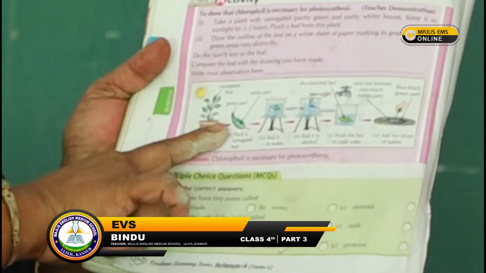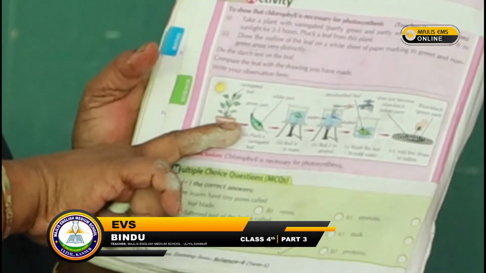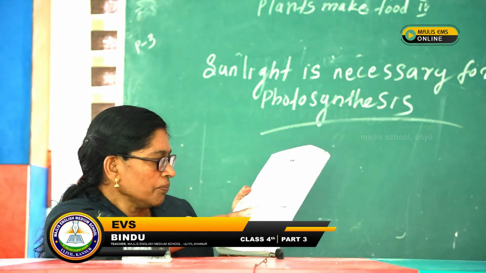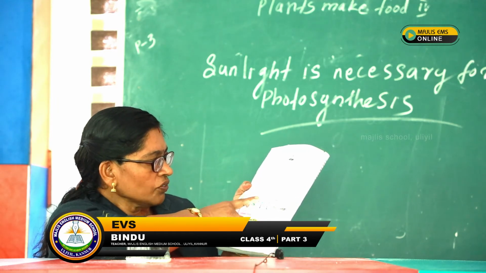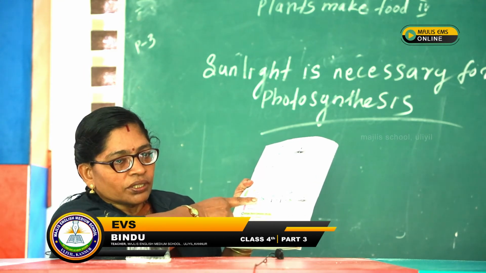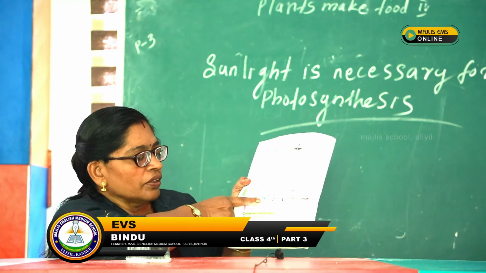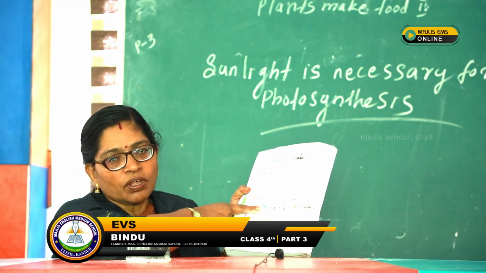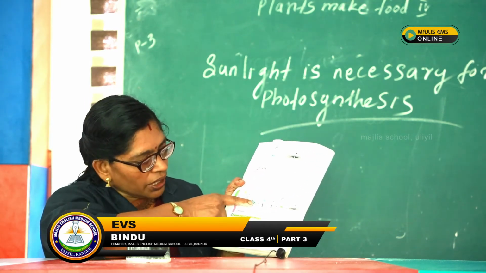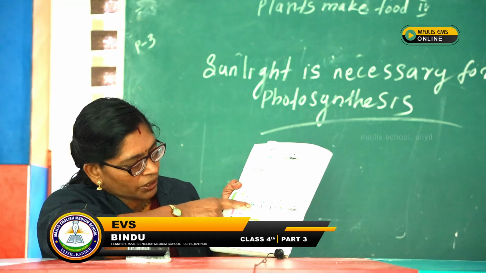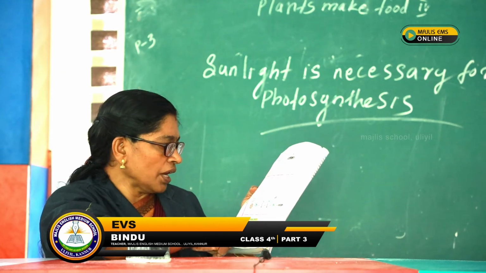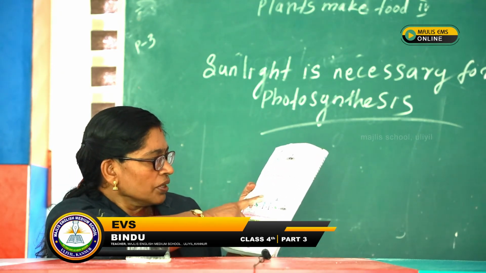Here you draw the outline of the leaf on a piece of paper. Then you can mark the green and non-green areas very distinctly. The plant is variegated, that means some part is green and some part is white. When you draw the model of the leaf, you distinctly mark which parts are green and which are white. Okay. After that, do the starch test.